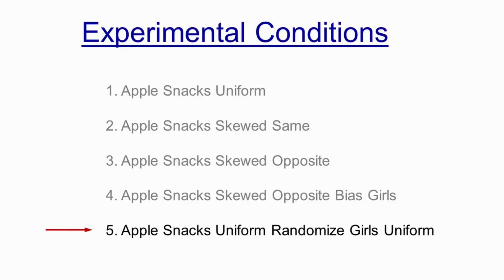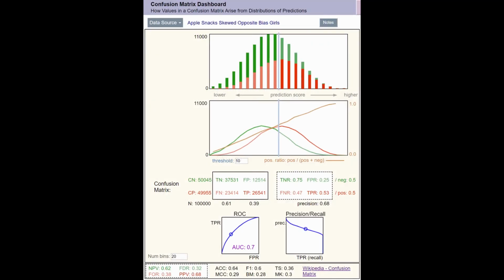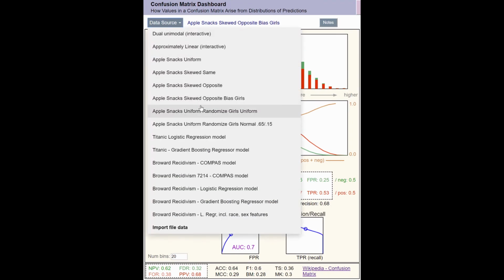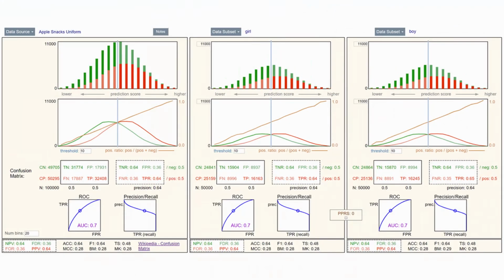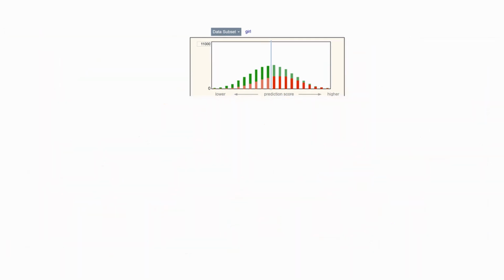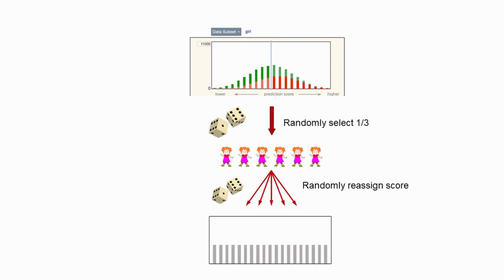Condition 5. Uniform randomized girls. Another way to introduce prediction bias is to degrade prediction quality for one of the subpopulations. In condition 5, we first generate prediction scores uniformly and identically for girls and boys, as in condition 1. But then we randomly select 1/3 of the girls and reassign them a random prediction score. So for example, 1/3 of the girls who strongly preferred an apple snack will get reassigned to a different prediction score bin, and some of that time it will result in their falling on the other side of the decision threshold and not getting an apple.